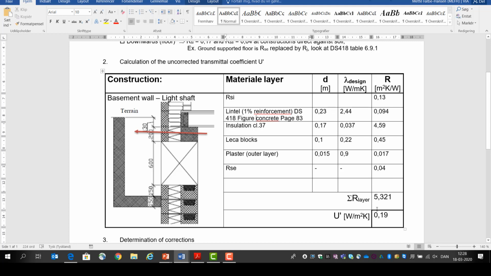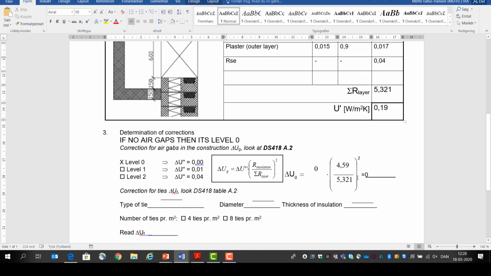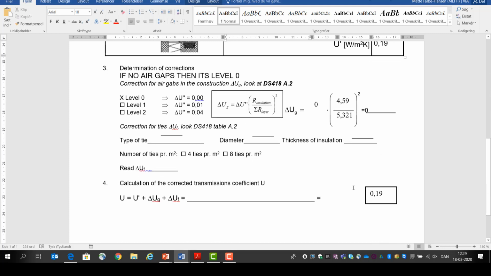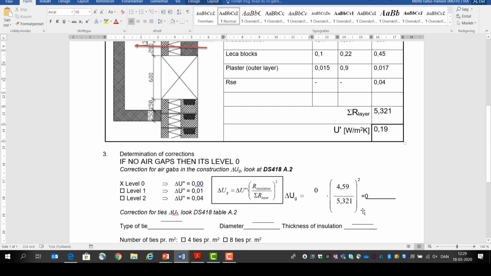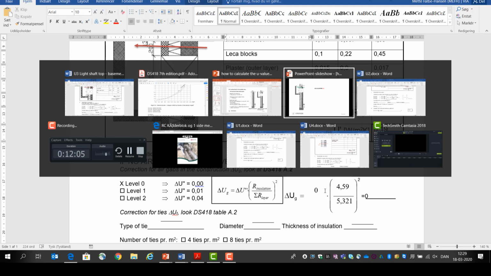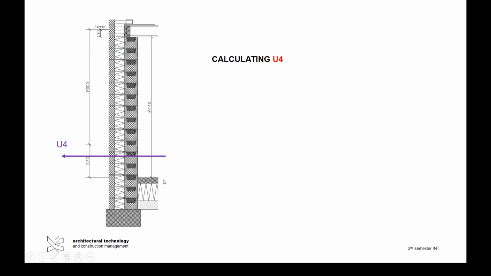We add all these together and get the total resistance, and then we take the total resistance up in 1, and then we get 0.19. No air gaps, and no air ties, so therefore it is still 0.19. And you can also see here I filled it out, right? But because we times it by 0, it's 0. So now we also have U3.